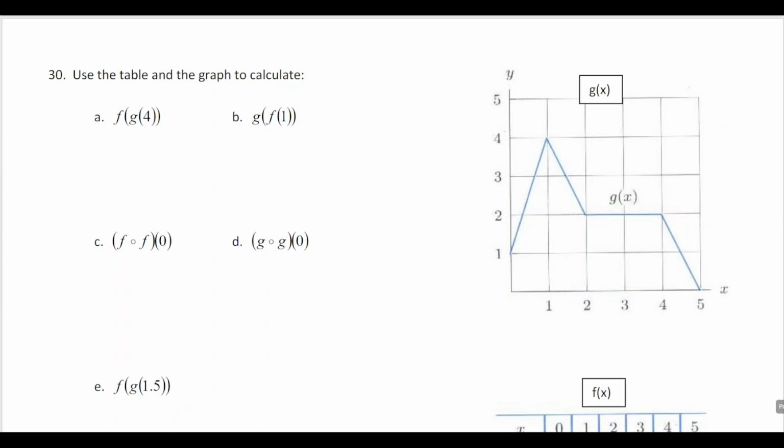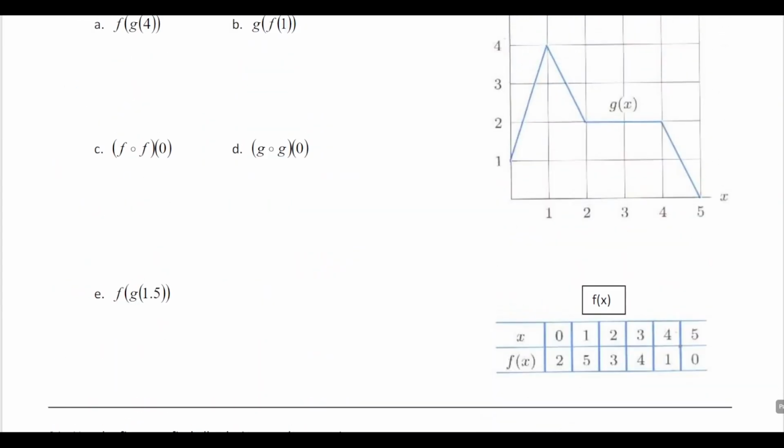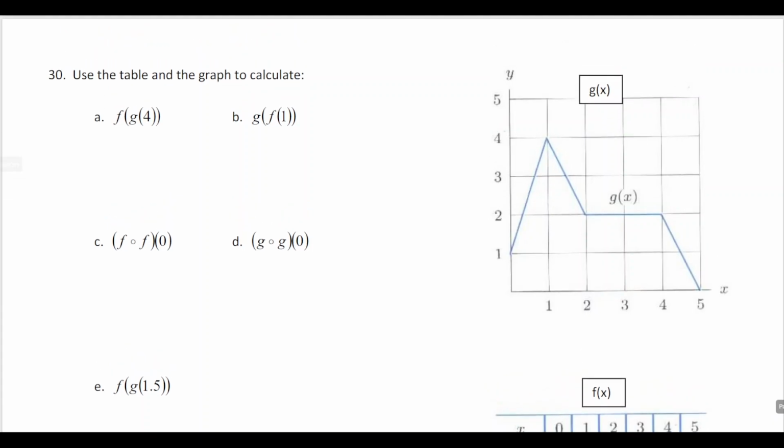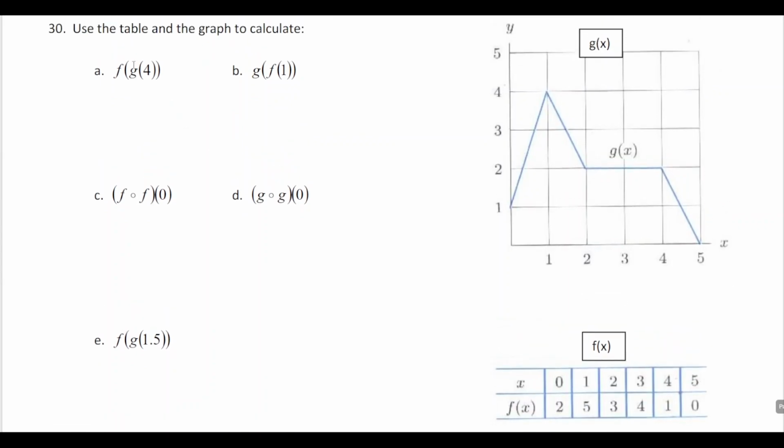For number 30, just really more the same as what we did earlier. So instead of just 2 tables and 2 graphs, we've got a combination of a graph and a table. So we'll just evaluate the inside function first and then plug that into the outside function. So for 30a, we've got f of g of 4. First we'll evaluate g of 4, and we can see on the graph that g of 4 is 2. Right? Like if I go over to 4 in my x, my output is 2. So we're going to have f of 2.